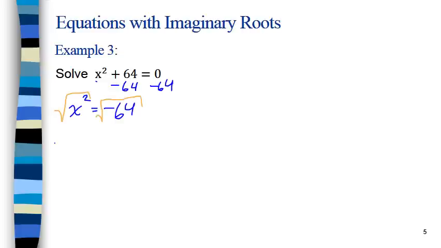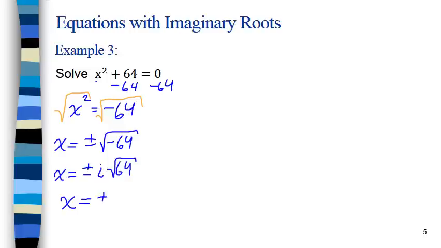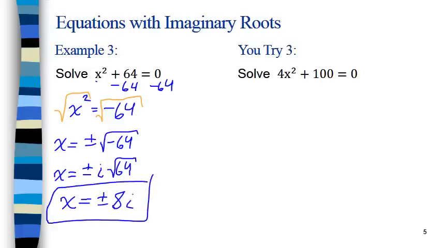And we end up with x equals the positive or negative square root of negative 64. So we can think of that as x equals the positive or negative i square root of 64. And the square root of 64 is 8. So we can rewrite it as x equals plus or minus 8i. Okay, take a moment to write this problem, try it, and go ahead and play the video when you're ready.